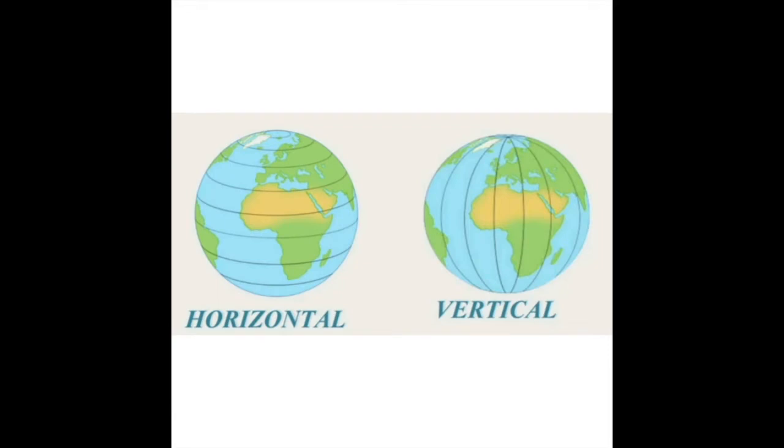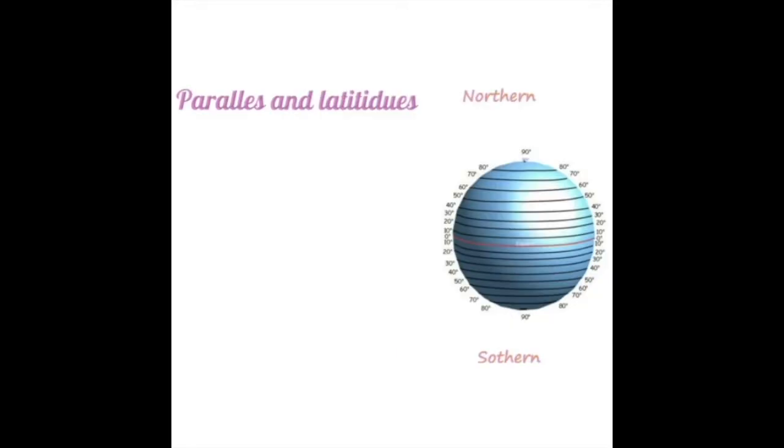The lines running horizontal on the globe are said to be latitudes, and the lines running vertical on the globe are said to be longitudes. On the globe, there are circles. The circles created at some angular distance from the center of the Earth are parallel to one another. Hence, they are called parallels of latitude.